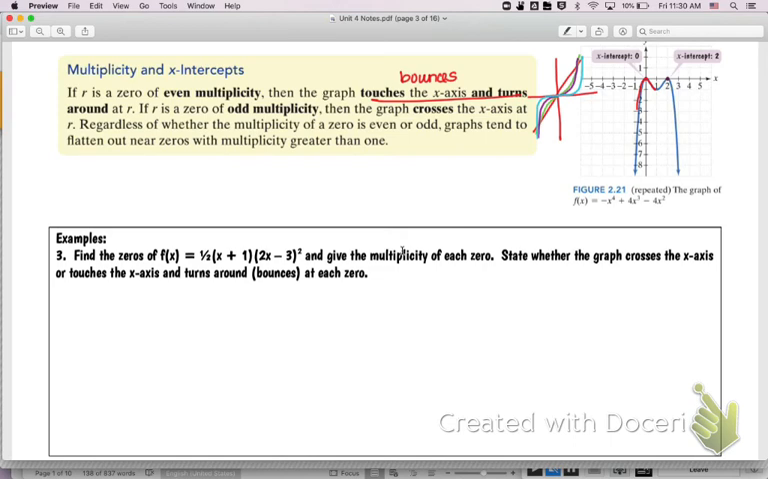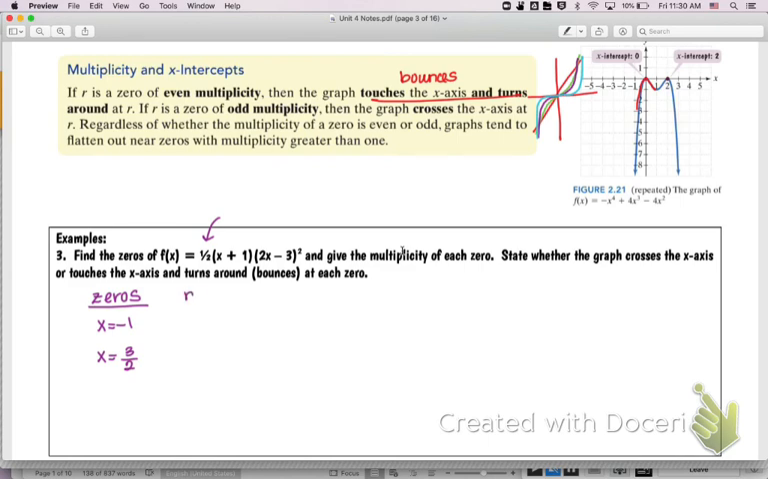So for example 3, we want to find the zeros. It's already factored, so that was very kind, and give the multiplicity of each 0. Then we want to decide what is the behavior at each of those zeros. So we can do this really quickly because it's already factored. If it wasn't factored, we'd have to do that first. So the zeros are going to be x equals -1, that's the first factor, and x equals positive 3/2. That comes from the second factor. Set them each equal to 0. The 1/2 does not have an x on it. That's just a constant, so we don't get a 0 from that. If it was 1/2 x, we would need to consider that, okay?